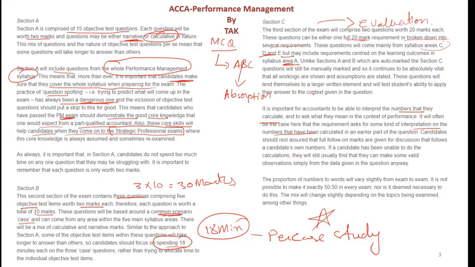Okay, now, it is important for accountants to be able to interpret. The proportion of numbers to words will vary slightly from exam to exam. It is not possible to make exactly 50-50 in every exam, nor is it deemed necessary. The mix will change slightly depending on the topic. So this is highlighting that you should not remain focused on just numbers. There will be numerical based questions, as well as non-numerical based questions, and you can't imagine at every point in time that the proportion will be limited to 50-50.